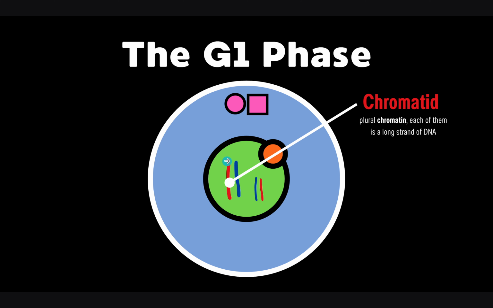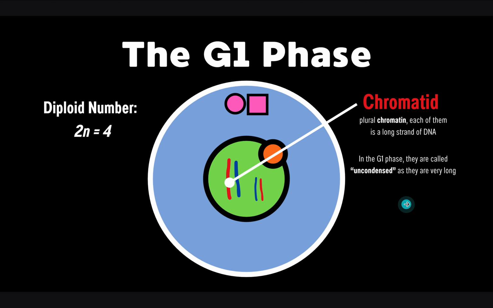And then these lines here, these are very important. These are called chromatids. Each of them is basically just a long strand of DNA. So there's a red one here, there's a blue one here, this small blue one, a small red one. Each of them is its own long strand of double-stranded DNA. In the G1 phase, they're called uncondensed because they're so long. They're just DNA. Nothing else has happened to them.